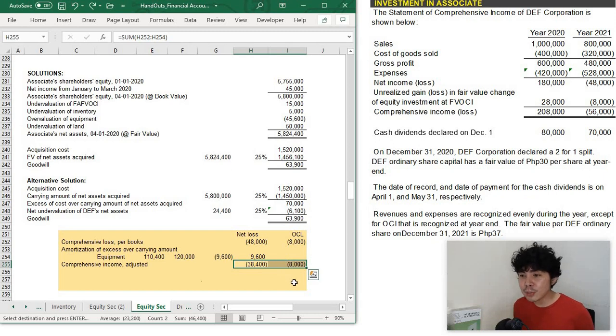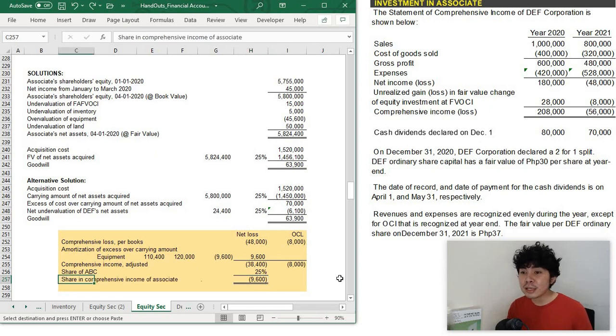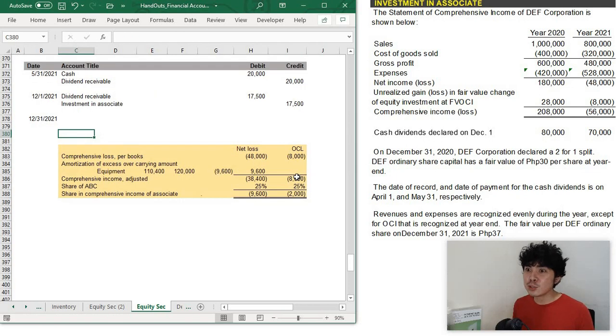And kukunin lang syempre natin yung share natin, which is 25%. So, i-multiply natin sa ating percentage of ownership. So, sa net loss, ang share natin is 9,600. At yan yung share natin sa comprehensive income ni associate together with the 25% share natin sa OCL niya. So, that is 2,000 pesos. So, ngayon, balik tayo sa journal entry.